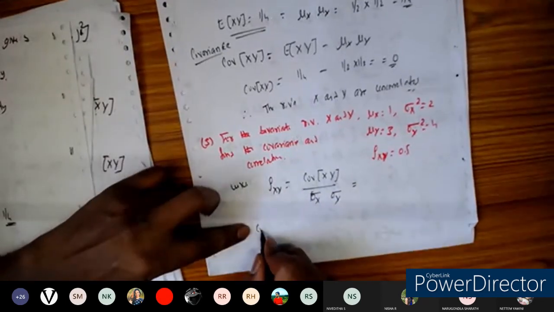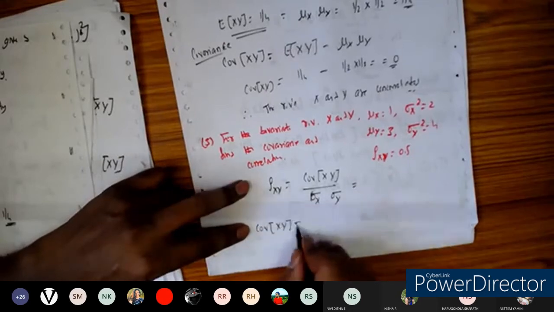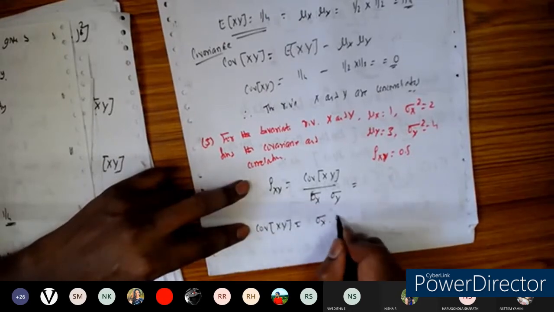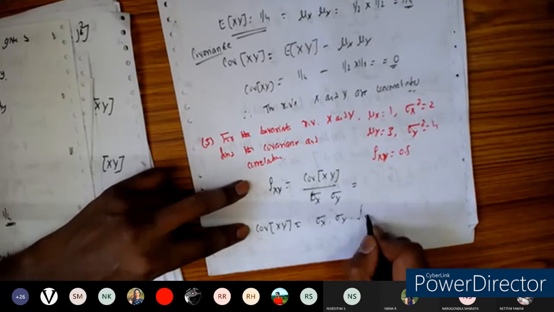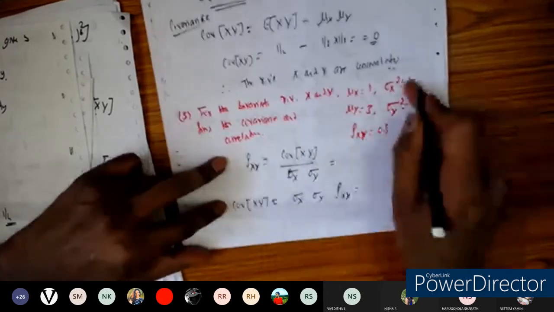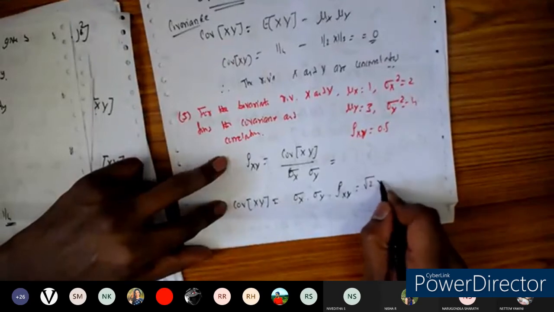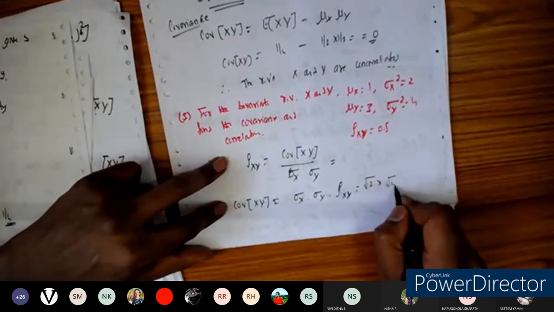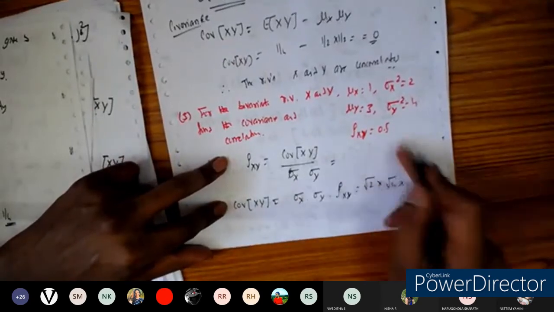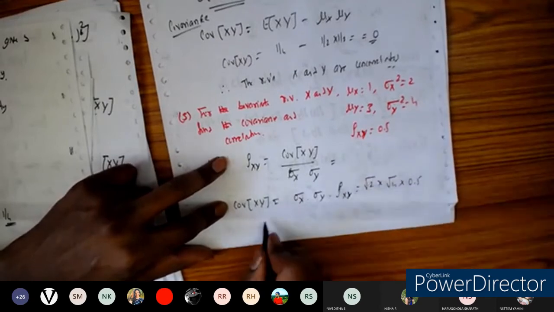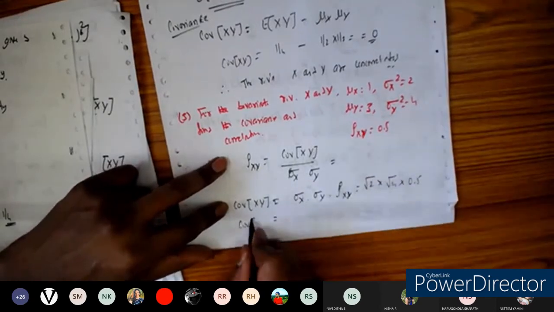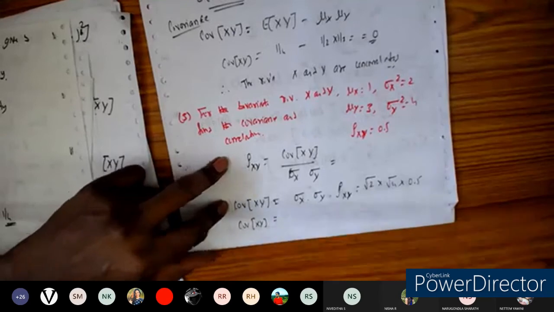So let us cross multiply. The covariance of xy will be equal to sigma x into sigma y into rho xy. Sigma x is the root of 2, and sigma y is the root of 4, into rho xy, which is 0.5. So tell me how much you'll get. Covariance of xy, how much will you get?